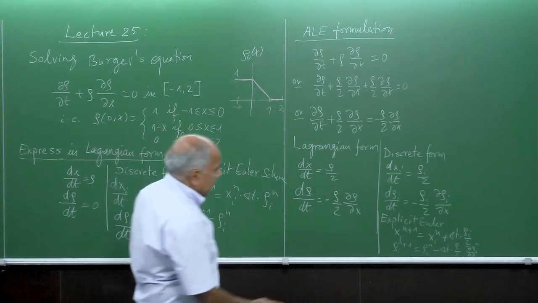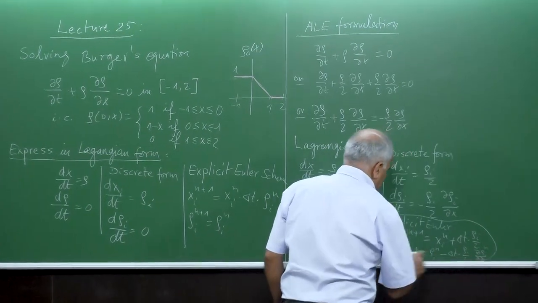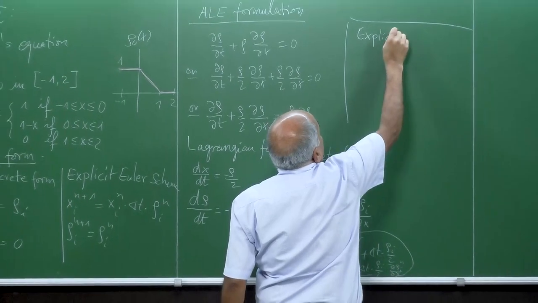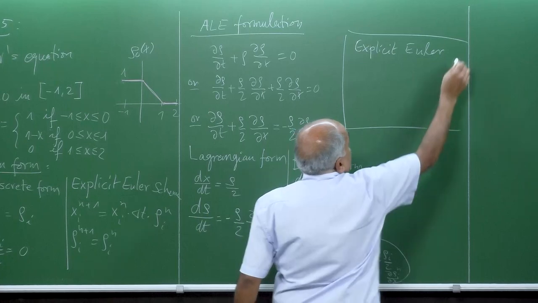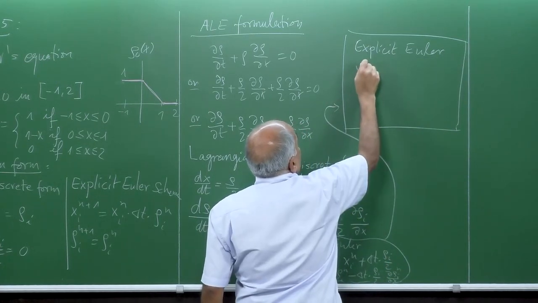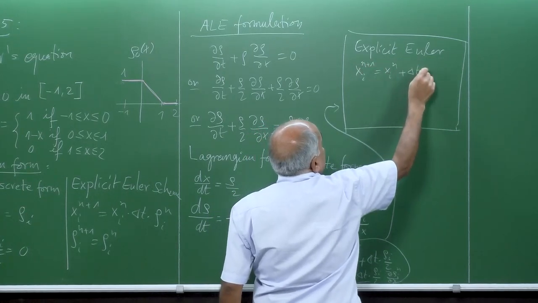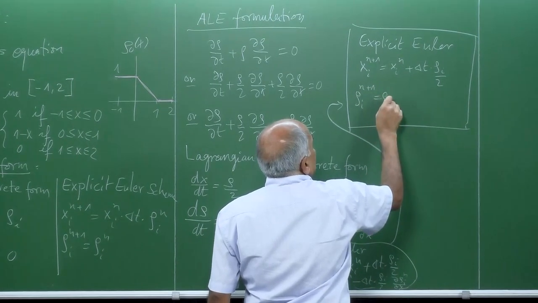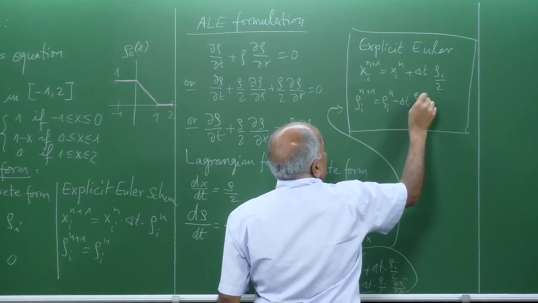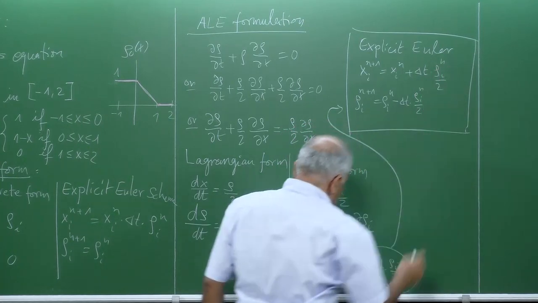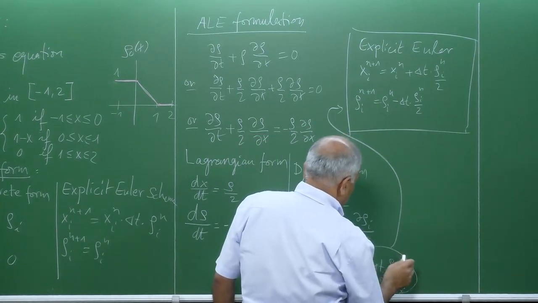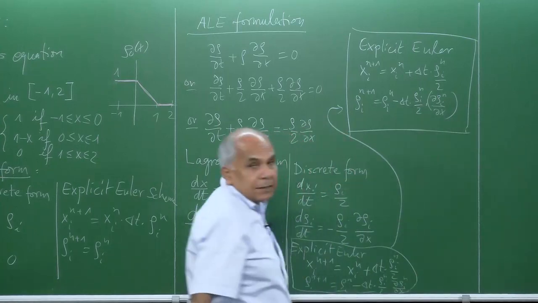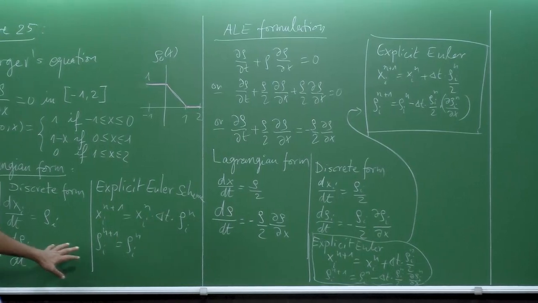I hope you are able to read it. Again, let me write it back, I have better space here. Explicit Euler: xi n plus 1 is xi of n plus delta t times rho I by 2, rho I of n plus 1 is equal to rho I of n minus delta t times rho I by 2, with n here, so this is also n, times del rho I n by delta x. Yes, this is our ALE formulation.